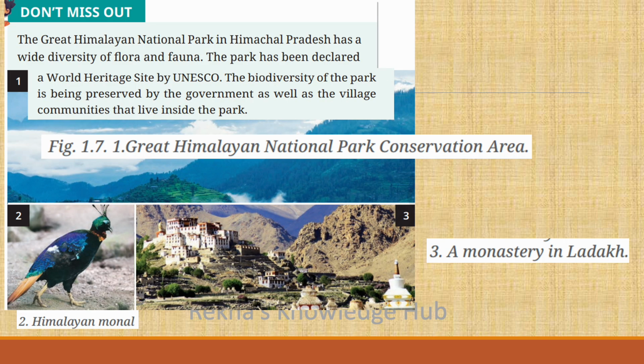The Great Himalayan National Park in Himachal Pradesh has a wide diversity of flora and fauna. This park is full of all sorts of different plants, flora, and animals, fauna. Lots and lots of different kinds of plants and animals.